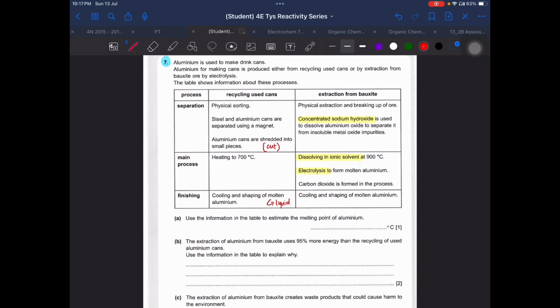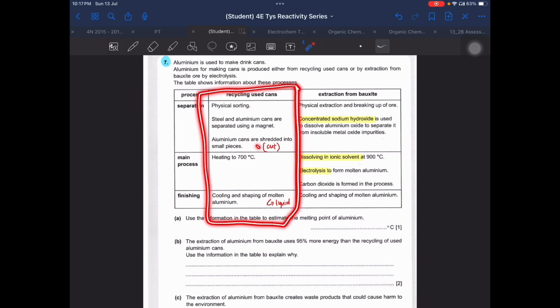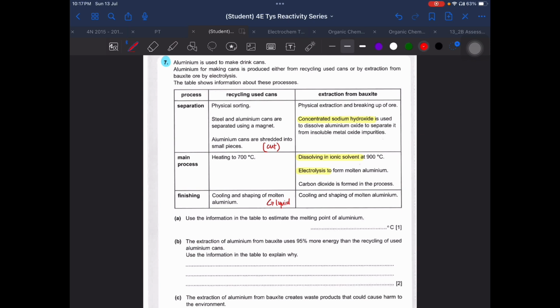Part A. Use the information in the table to estimate the melting point of aluminum. If you recall what I've mentioned just now, it must have something to do with this first column over here. Because once you heat to 700 degrees Celsius, you get your molten aluminum that you can use to reshape the structure. So the melting point of aluminum should be somewhere slightly below 700 degrees Celsius. I'll give a random number here of 690, but it should be close to 700.